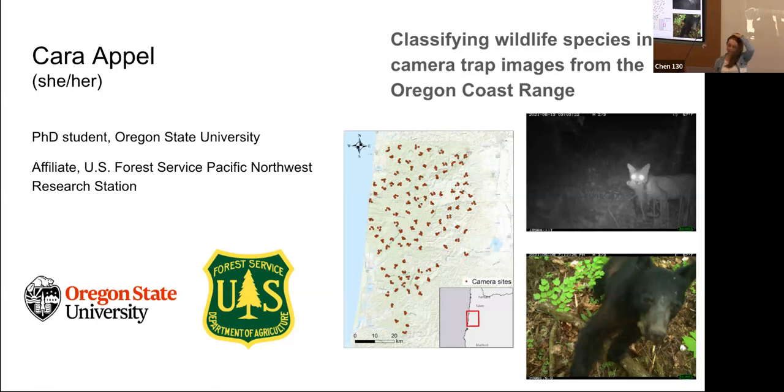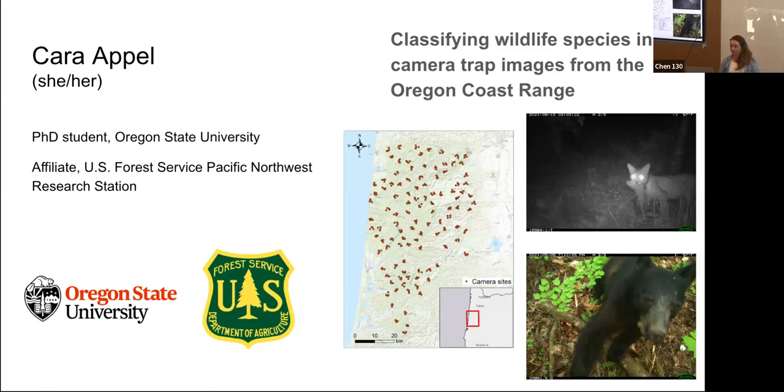Hello, I'm Kara Apple. I'm a PhD student at Oregon State University, and I'm also affiliated with the U.S. Forest Service. My project is working on classifying wildlife species in camera trap images from Western Oregon. For broader context, the Forest Service has established a large passive acoustic monitoring program in the Pacific Northwest for northern spotted owls, which is my primary project for my PhD, but we're leveraging that field effort to try to monitor other wildlife as well. We worked hard to make it a randomized enough design so it's not just owl specific. At a subset of the sites where we're doing passive acoustics for owls, we're also setting up camera traps to survey the mammal communities.